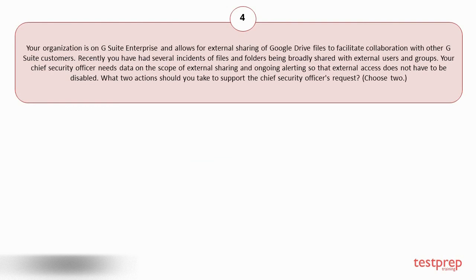Your organization is on G Suite Enterprise and allows for external sharing of Google Drive files to facilitate collaboration with other G Suite customers. Recently you have had several incidents of files and folders being broadly shared with external users and groups. Your Chief Security Officer needs data on the scope of external sharing and ongoing alerting so that external access does not have to be disabled. What 2 actions should you take to support the Chief Security Officer's request? Choose 2.